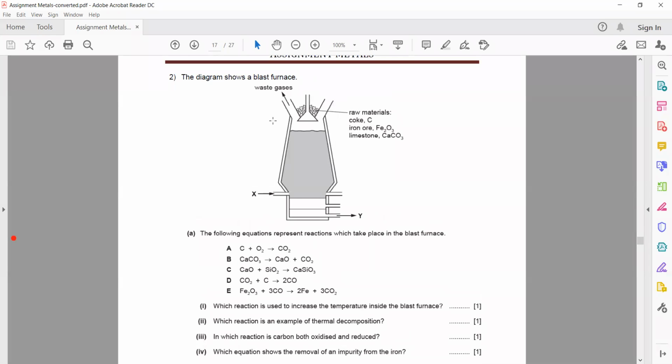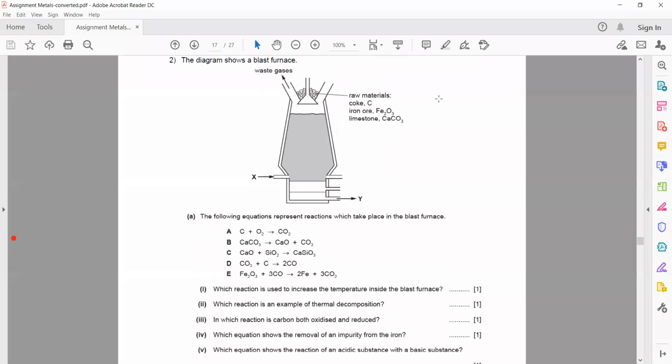This is a question related to extraction of iron. The diagram shows a blast furnace. The following equations represent the reactions which take place in a blast furnace. A is carbon reacts with oxygen to give carbon dioxide. B is calcium carbonate decomposes to give calcium oxide and carbon dioxide. C is calcium oxide reacts with silicon oxide to form slag. D is carbon dioxide reacts with carbon to give carbon monoxide. And E is iron oxide reacts with carbon monoxide to give iron and carbon dioxide.